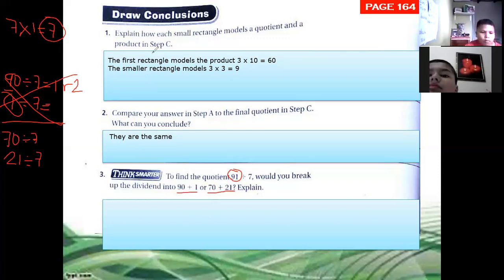So it is the second option, 70 plus 21. Okay? Because this one, we can divide. 70 divided by 7 equals 10. 7 times 10 equals 70. 21 divided by 7, 3. 7 times 3 equals 21. So this is the possible answer.